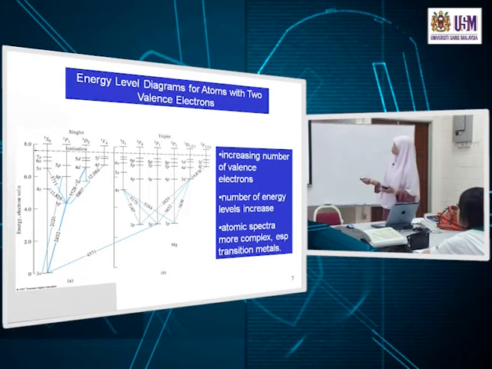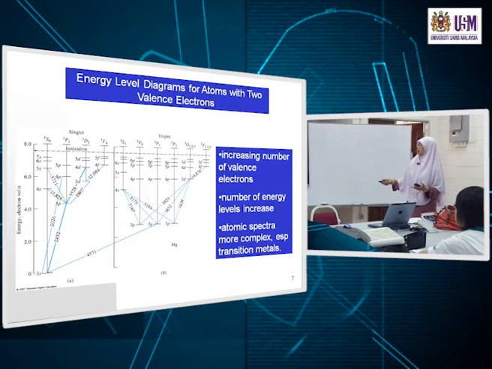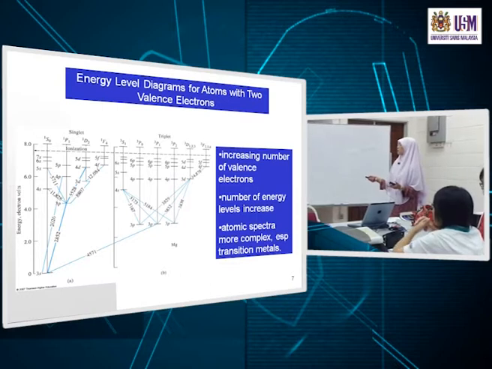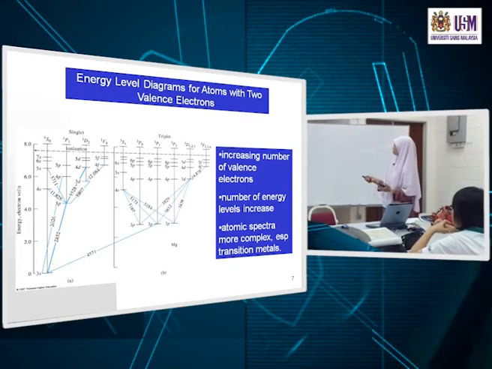And it becomes, of course, more complicated if you have an atom with two valence electrons, such as magnesium. This is the 3s orbital. If it's magnesium, you have two electrons in the 3s orbital, so that two electrons can be involved in transitions which will produce a spectra which is more complex. How can you understand that? There are more lines which show the transitions involving the electrons.